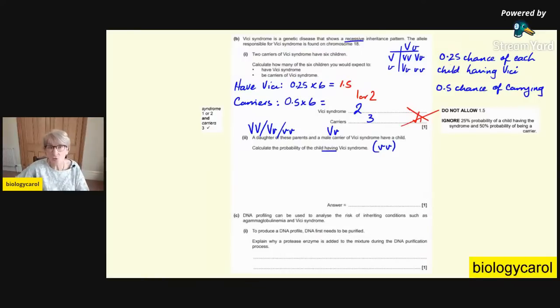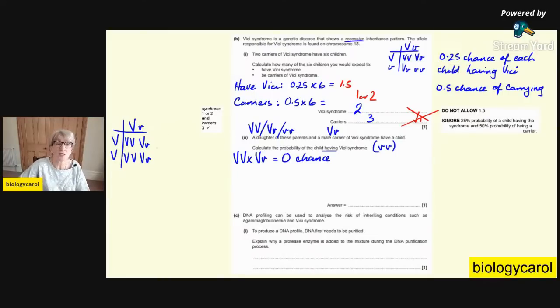This was a load of work for 1 mark. So this is how I did it. I went through each of them. Homozygous dominant with the male carrier, there's absolutely 0 chance of a child having Veitch syndrome, because you cannot get a homozygous recessive genotype with these 2 parental genotypes. So 0 chance.